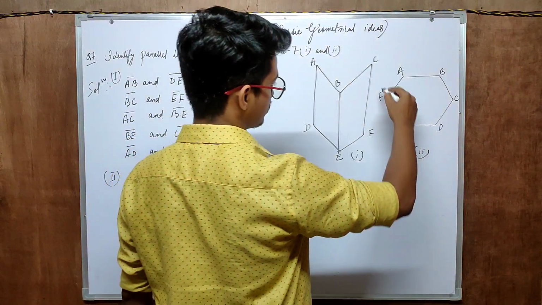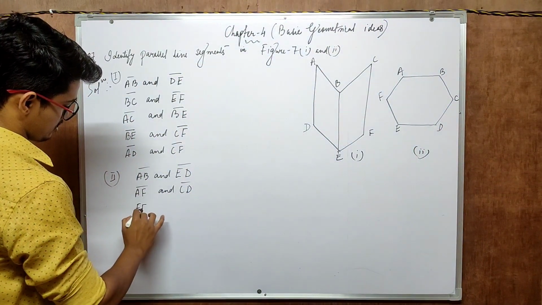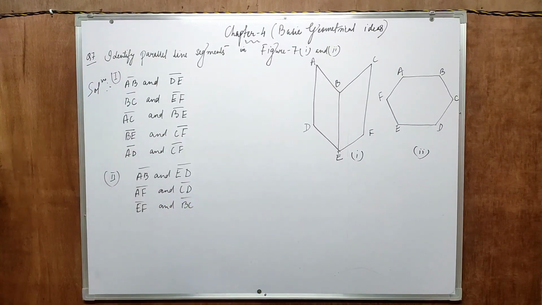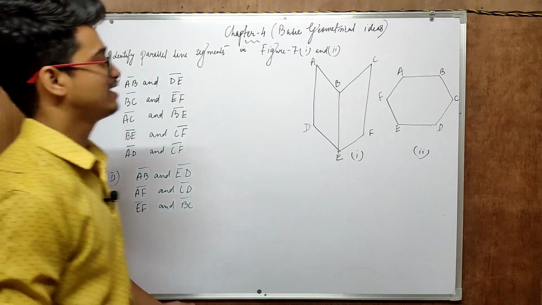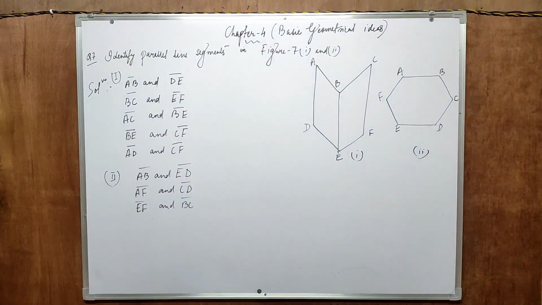There will be another one, EF and BC. So these are the parallel line segments which are available in these two particular figures. So that's all for question number 7.